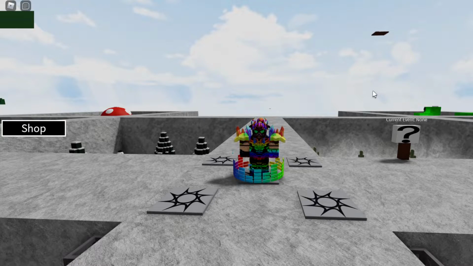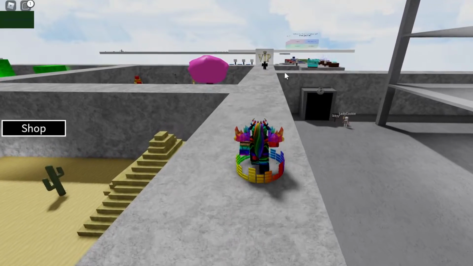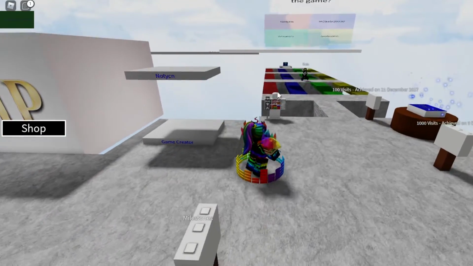So in order to get the quiz flag from the spawn right over here, you want to turn right and keep walking down this path until you reach the VIP room at the end. Now once you reach the VIP room at the end of the path right over here, you want to turn right and head over to this little quiz area on the right side.